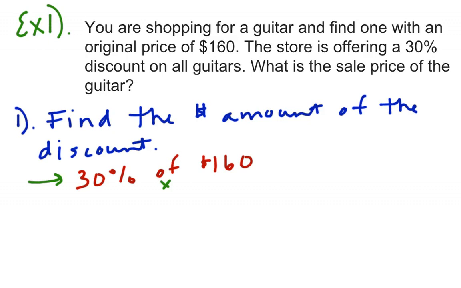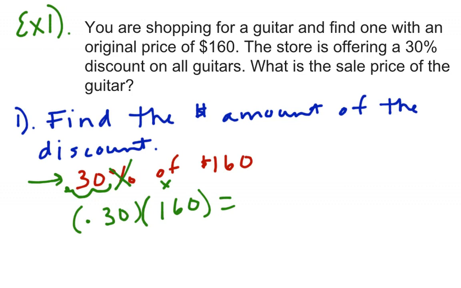It is your choice. I think it's a little more common to use a decimal, so I'll be the common person here. So I'm going to move my decimal 2 places to the left, take off my percent symbol. So I've got 0.30, or just 0.3, multiplication, so I'm going to use parentheses, and $160. And when I do that multiplication, I get 48.